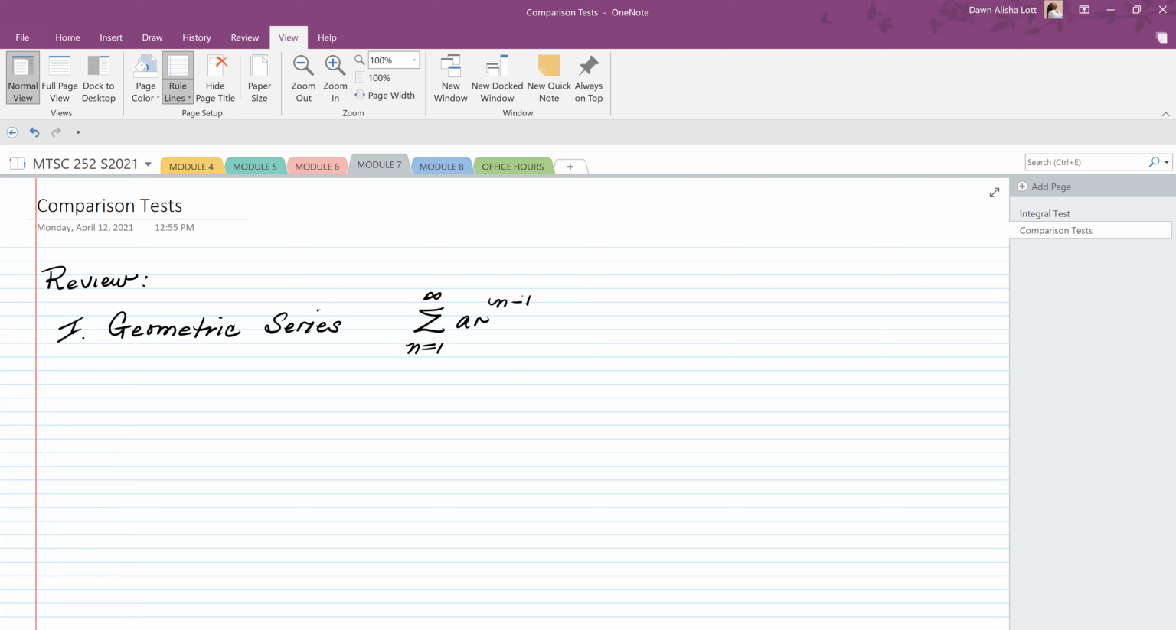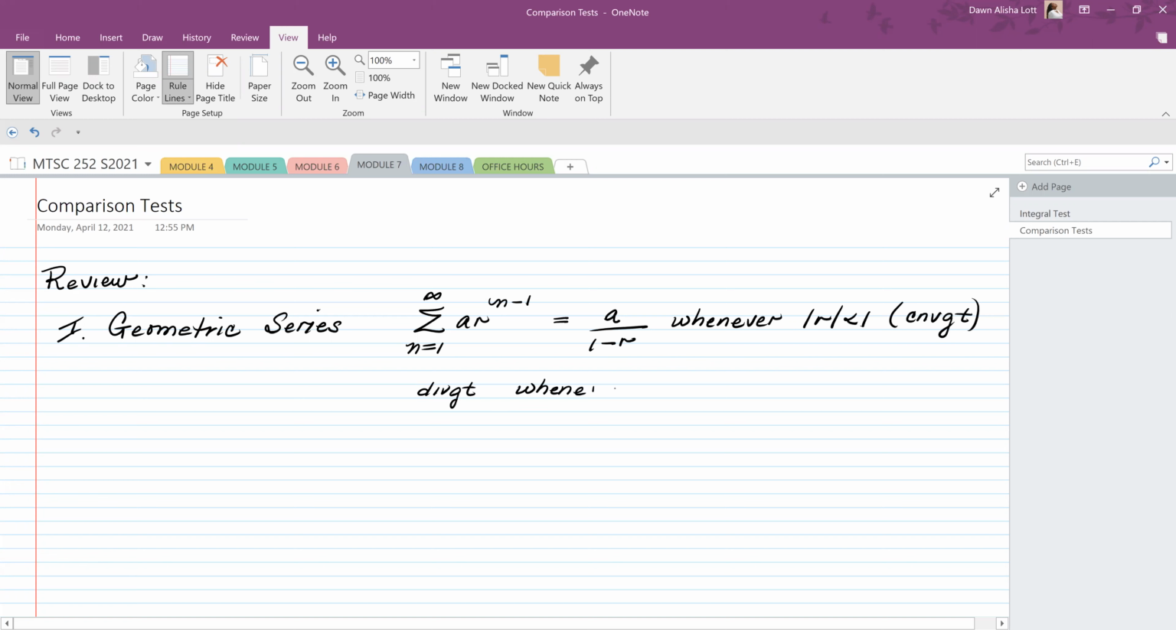And we said this is equal to a over 1 minus r whenever the absolute value of r is less than 1. So this is convergent. And it's divergent whenever the absolute value of r is greater than or equal to 1. Okay, so that was the first test.